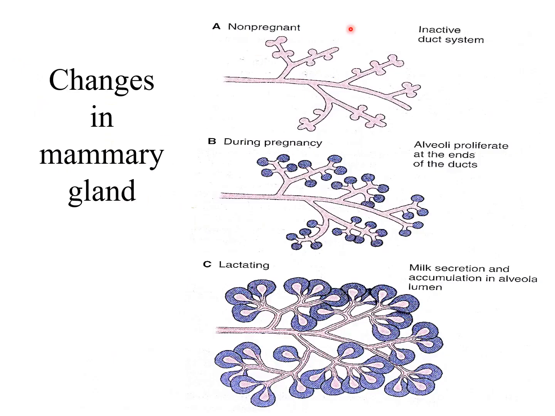And this is another diagram, a non-pregnant inactive ductal system. You can see during pregnancy the alveoli proliferate at the end of the ducts. So during the time of pregnancy, these ducts, which are in a very inactive stage and have no alveoli, will develop alveoli as they start to proliferate. And ultimately, when the pregnancy occurs, milk secretion starts.